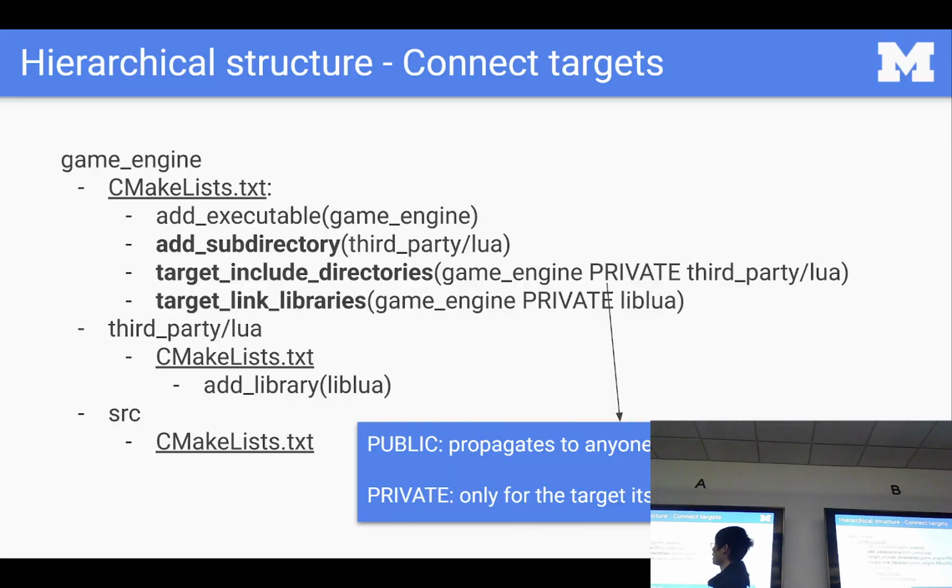So now the final step is to connect the targets we have built so far. As I said before, add subdirectory. It tells CMake the subdirectories in which our other targets are placed. So add subdirectory, and we add the Lua subdirectory into our project. Target include directories includes the Lua header file search path into our project. And then finally, we're gonna link against the Lua library we have just built.